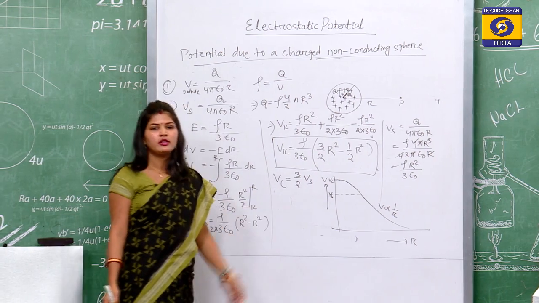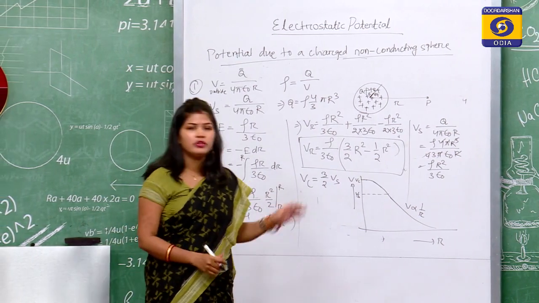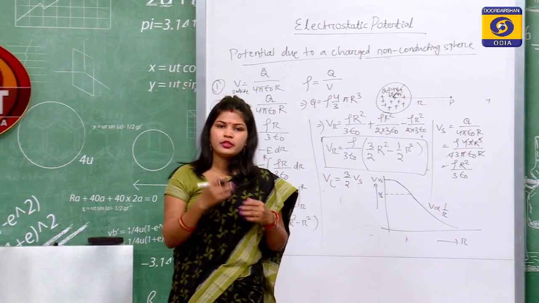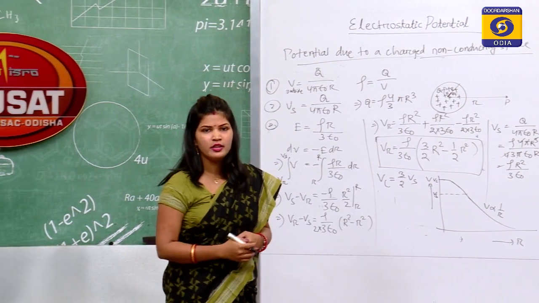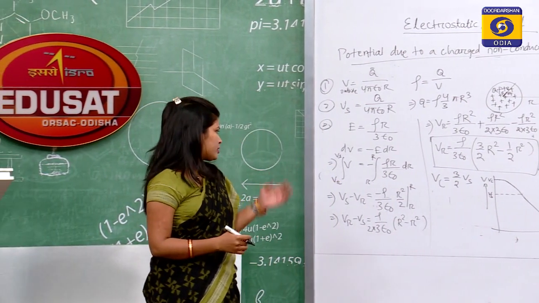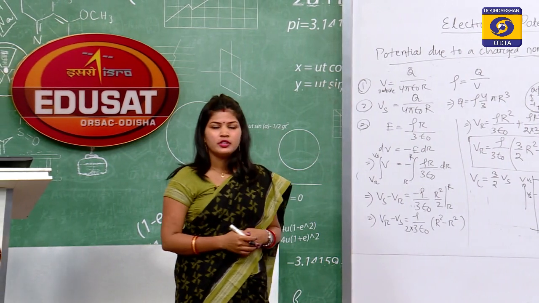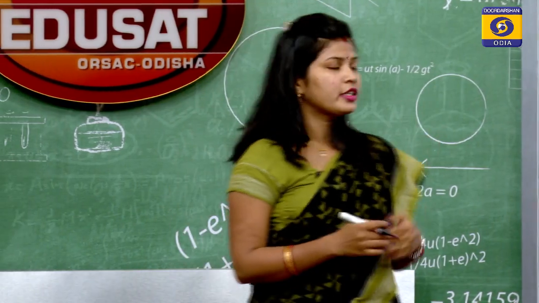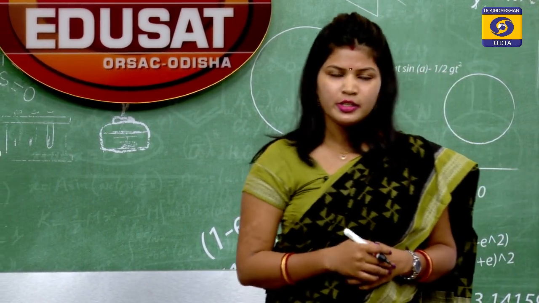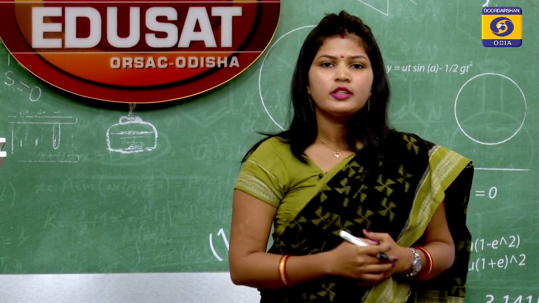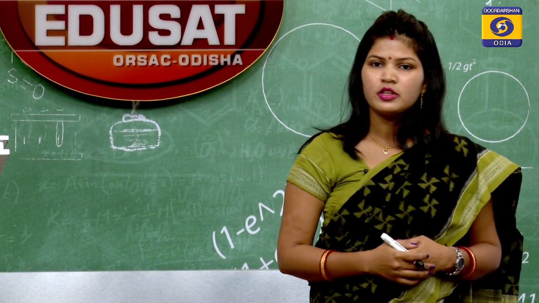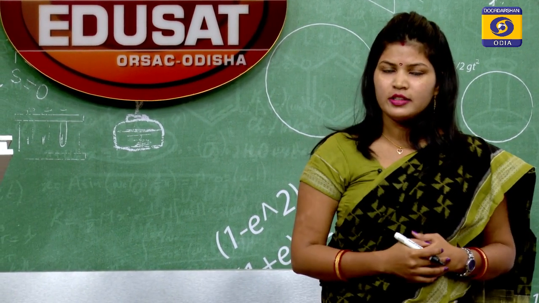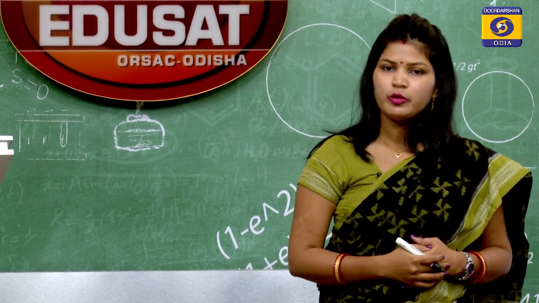So, students, we found the relation between electric field and potential, and we discussed the graphs, that is, the V versus r graph for both the charged conducting sphere and the charged non-conducting sphere. You must remember these are very important graphs because they are always asked in examinations. So, you should remember. Thank you.